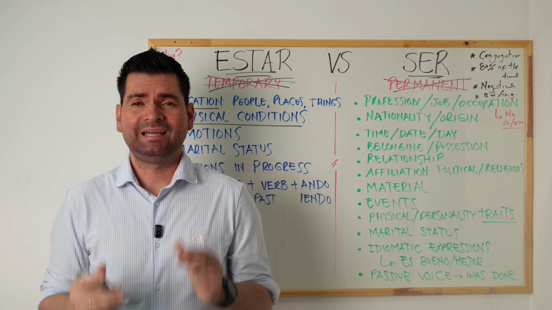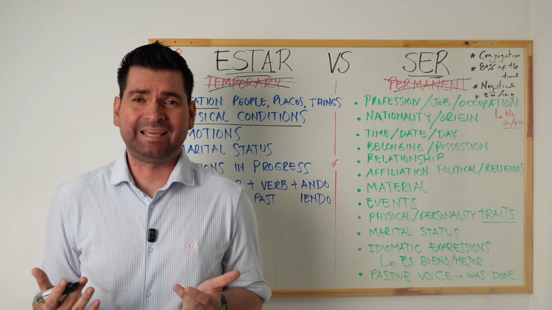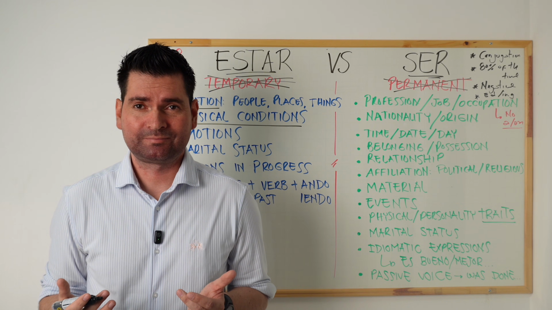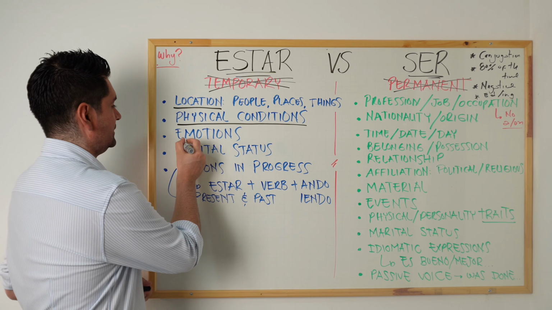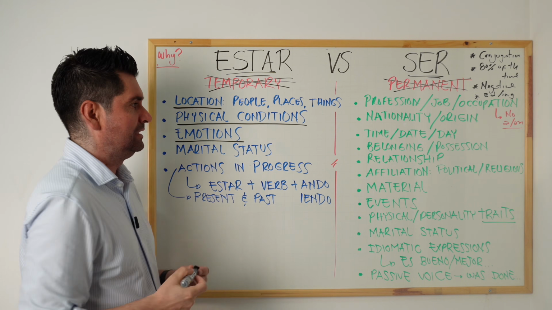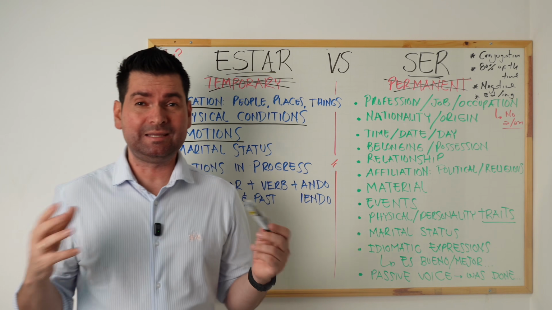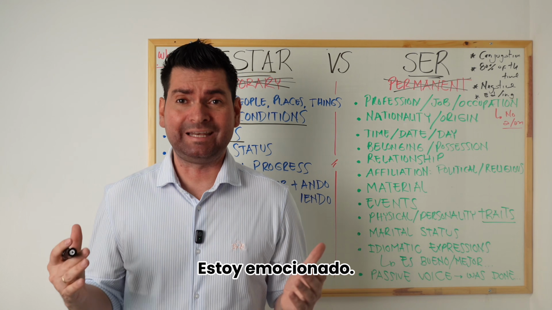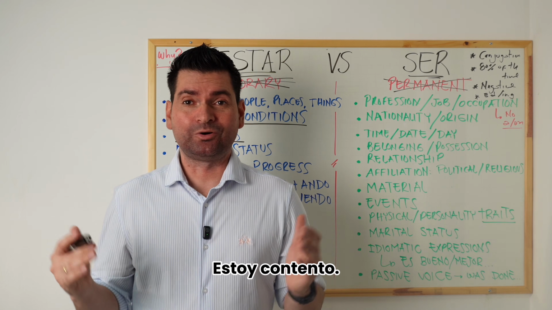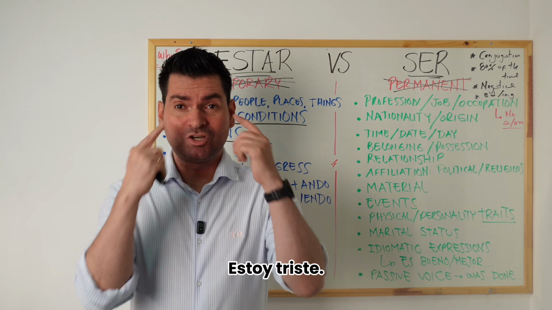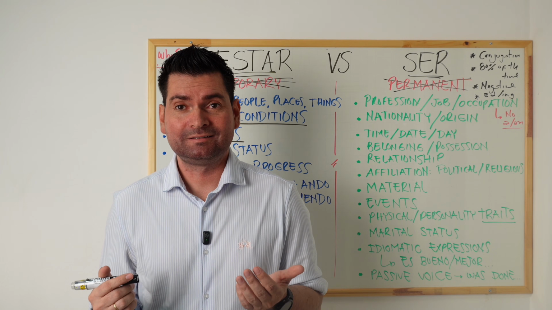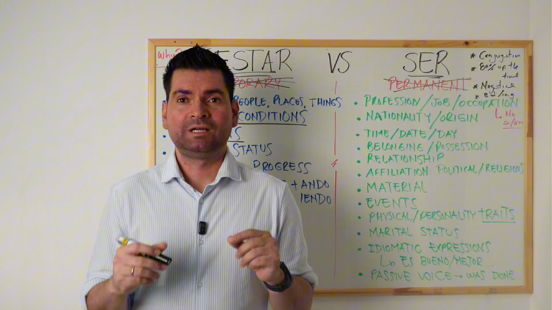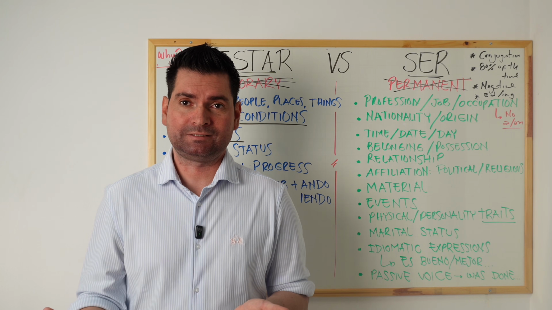The next one, we use it for physical conditions. For example, estoy enfermo. I am sick. Estoy cansado. I'm tired. Let's move on. Emotions. This is a big group. There are many emotions that use estar. Estoy emocionado. I'm excited. Estoy contento. I'm happy. Estoy triste. I'm sad. Think about the most common emotions that you could use on a daily basis.